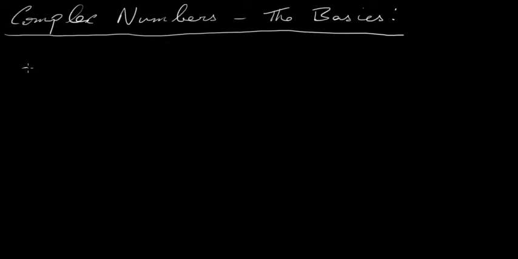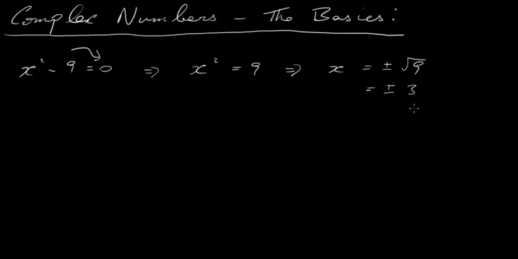So if you take an equation like this, just to start out, let's say x squared minus 9 is equal to 0. If you were to solve that, you would simply add 9 to both sides, and you would end up with x squared is equal to 9, and that gives you x equal to plus or minus the square root of 9, which is just plus or minus 3. So plus 3 times plus 3 will give you 9, or minus 3 times minus 3 will give you 9.